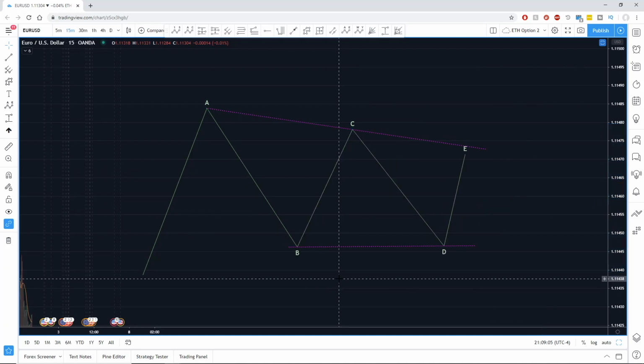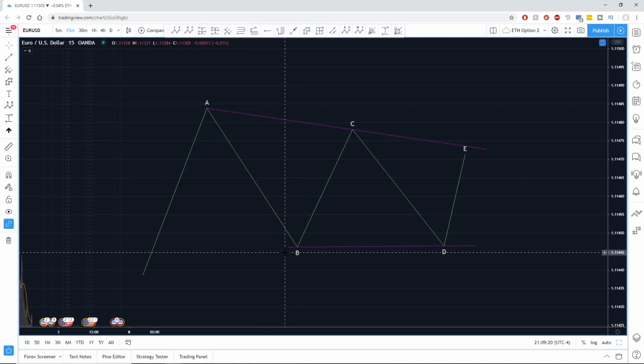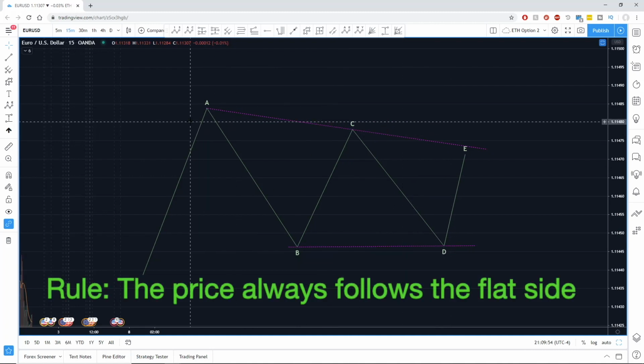The next type of triangle is known as a barrier triangle. And what a barrier triangle signifies is that one of the lines is actually flat. So you can see this BD line is completely flat, and that the B and the D fall at the same price level. Barrier triangles are only valid with a BD as the flat line. It could not be the AC line that is flat, because the price always follows the flat line in these.